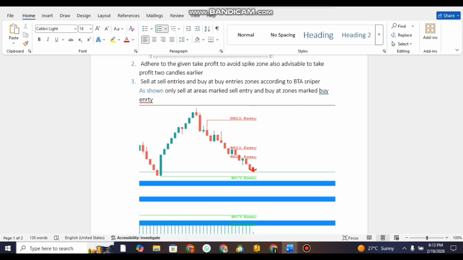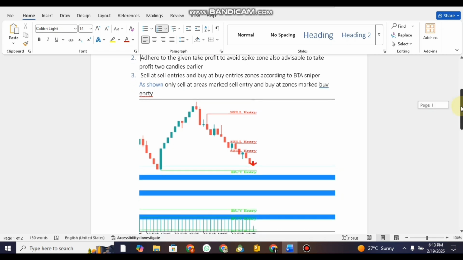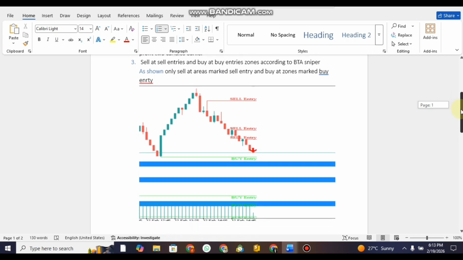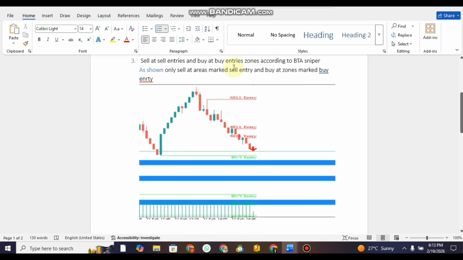Rule number 3. Sell at sell entry and buy at buy entries according to the BTA sniper as shown. Only sell in areas where there is a sell entry, and buy at areas marked as buy entry. Remember the 2 softwares that we installed. One of them, the BTS software, among the 3 indicators, has the one that shows sell entries, as you can see on my screen. So when you are entering your trade, make sure there is a sell entry above you.